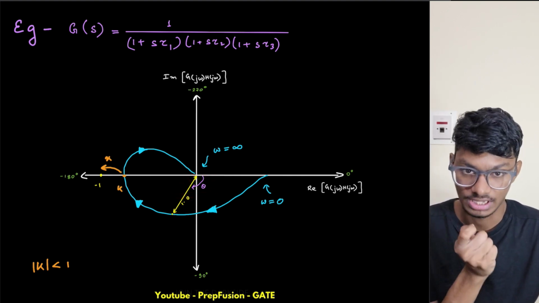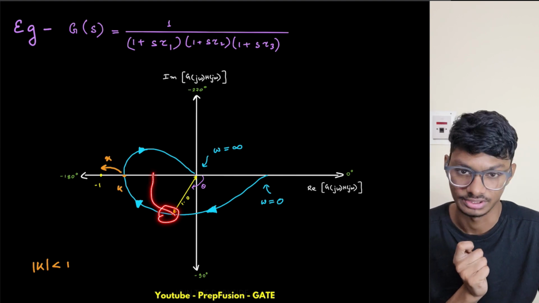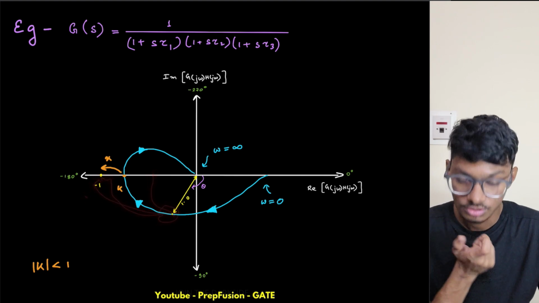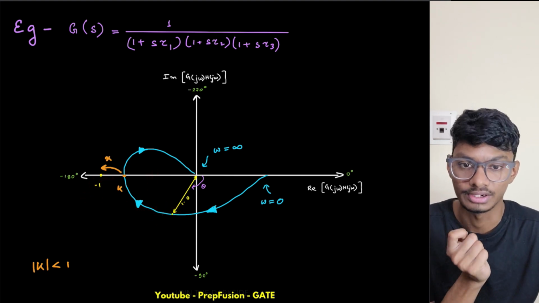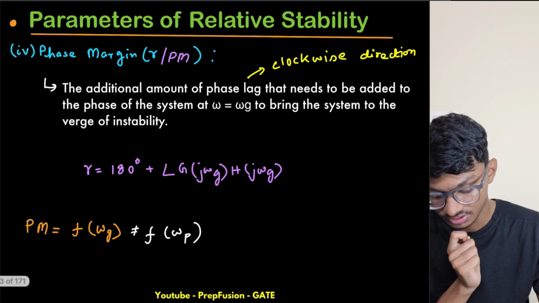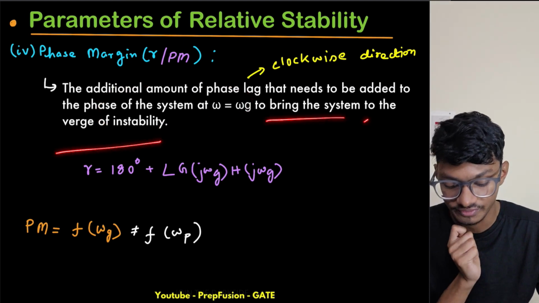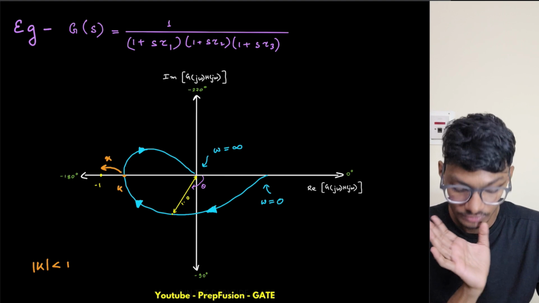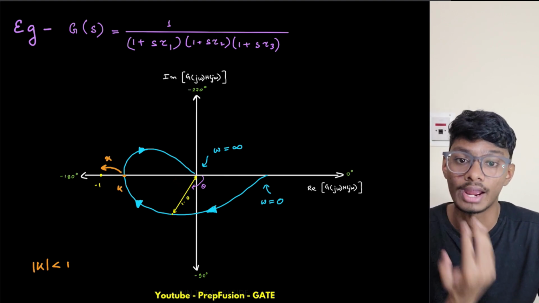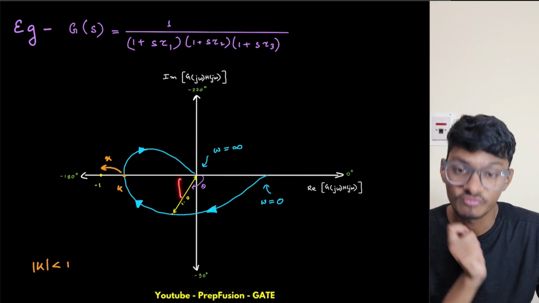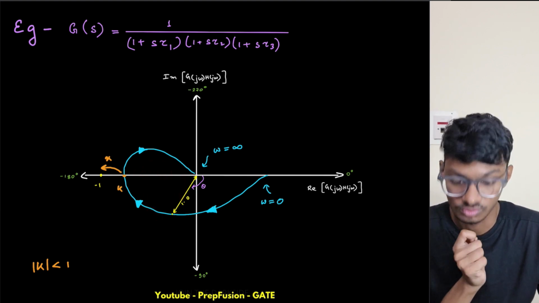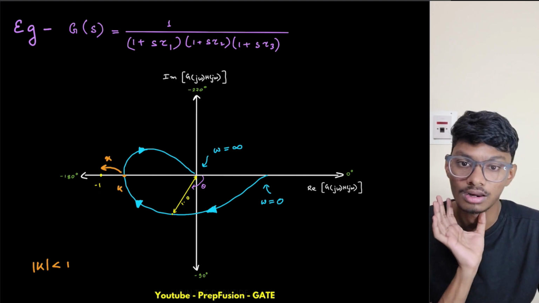Now I want to shift this point to this -180 degrees, because I want to shift this point here to get the condition for instability. That is what this is telling. We want to bring the system to the verge of instability. Basically, this is how much more phase lag I need to add. Let's say this theta is 150. How much more phase lag do I need to add? Another 30 degrees of phase lag I need to add to take it to the negative real axis of -1. That is the important point to note here.